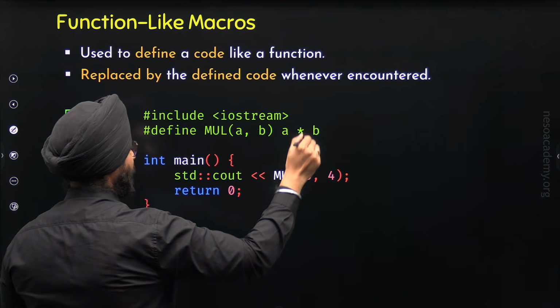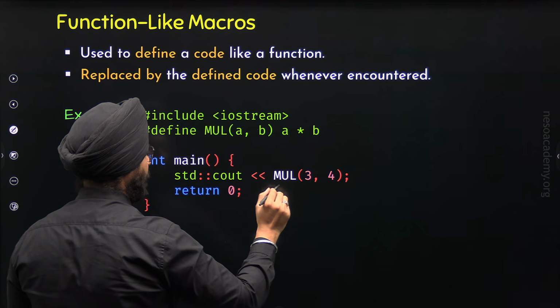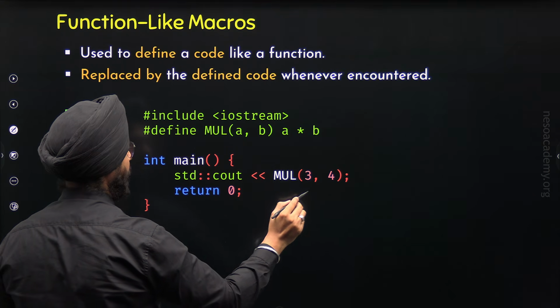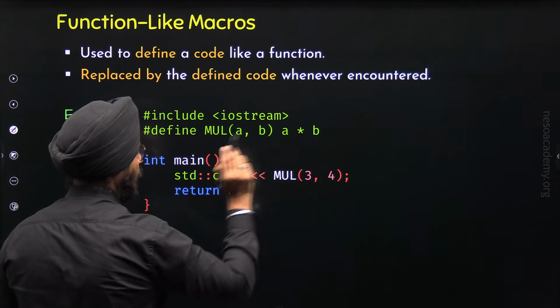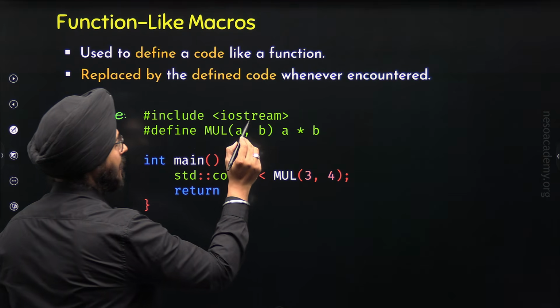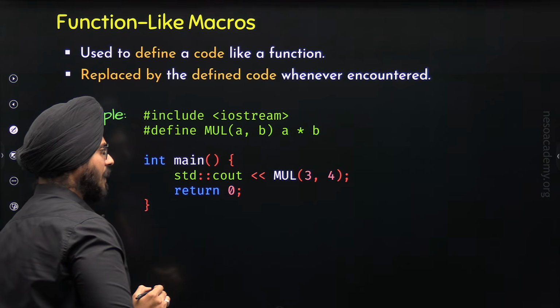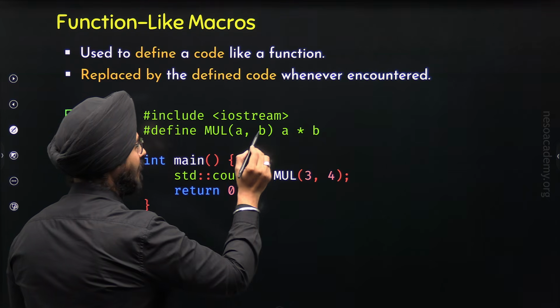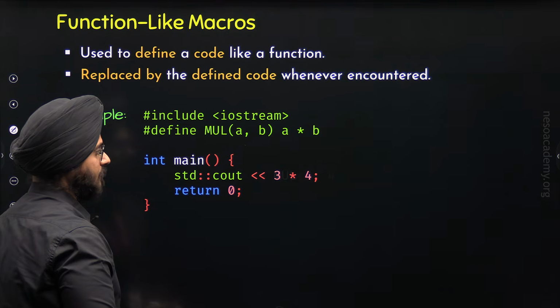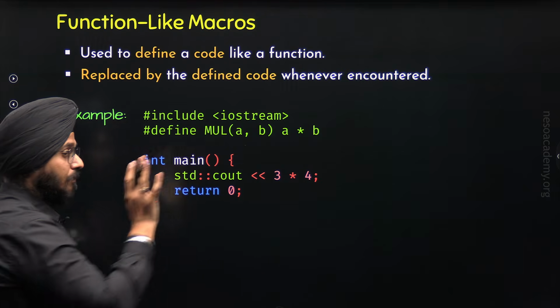As the preprocessor encounters this specific function-like macro, it will be replaced by 3 times 4. Why am I saying 3 times 4? Because mul(A, B) is the same as A times B. So clearly mul(3, 4) is the same as 3 times 4. So it will be replaced by 3 times 4, that too by the preprocessor.